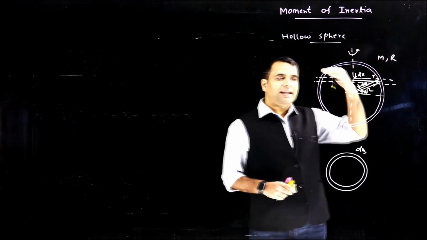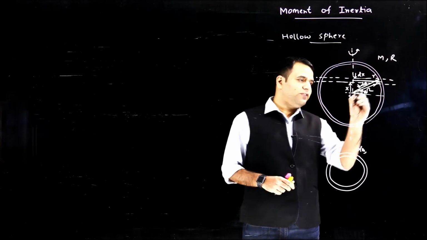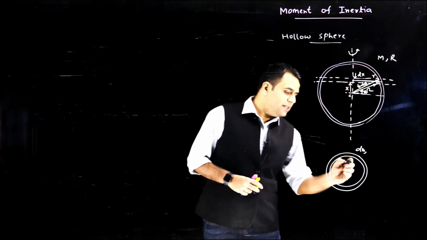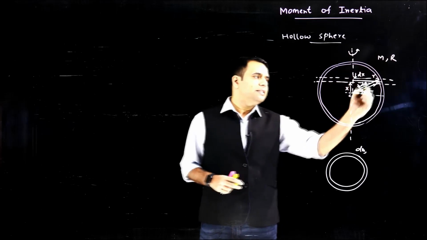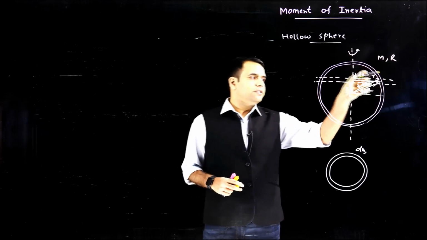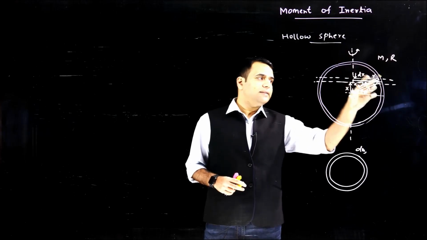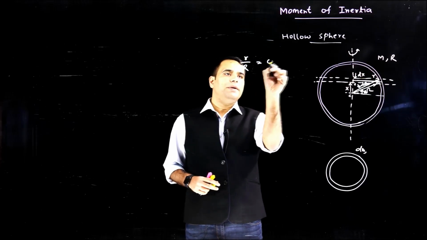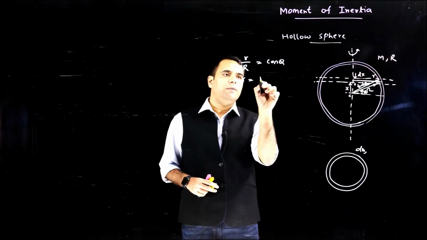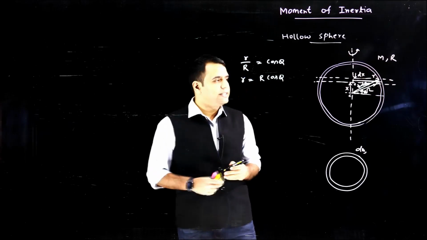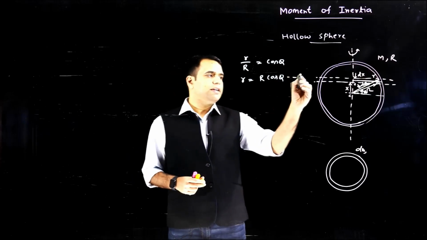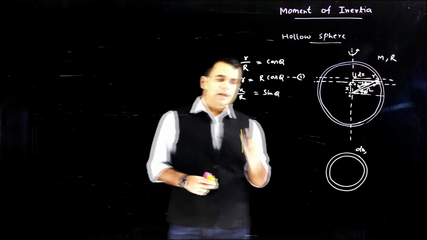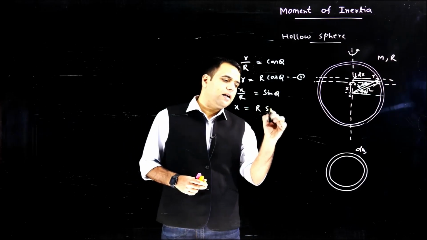I can convert x into theta also. If this is the theta I'm defining, this is also theta. This is a right angle triangle, with this the base and this the hypotenuse. In that triangle, small r upon capital R equals cos theta, so small r equals capital R cos theta. This is equation 1. And x upon capital R is sin theta, so x is capital R sin theta.